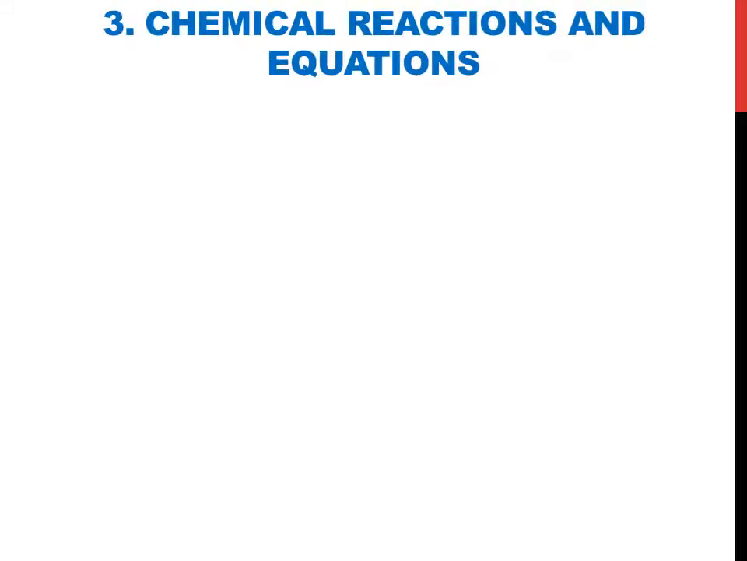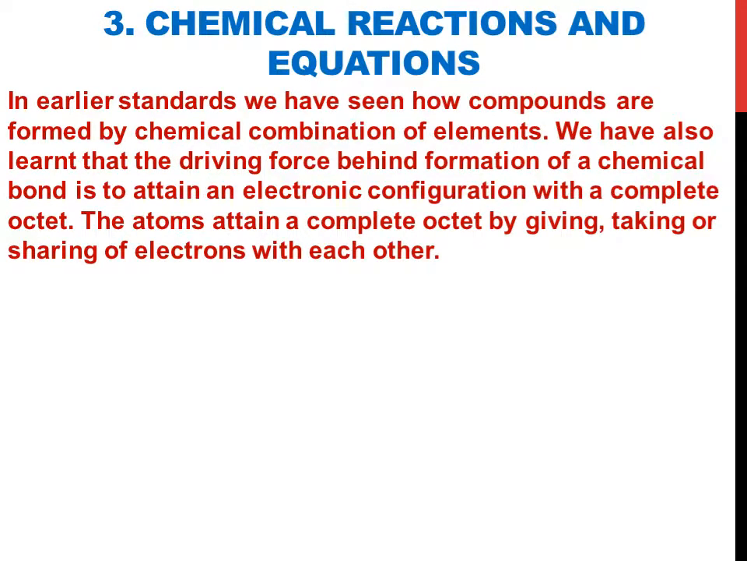Now we are going to learn about lesson number 3, Chemical Reactions and Equations. In earlier standards, we have seen how compounds are formed by chemical combination of elements. We have also learned that the driving force behind formation of a chemical bond is to attain an electronic configuration with a complete octet. The atoms attain a complete octet by giving, taking or sharing of electrons with each other.